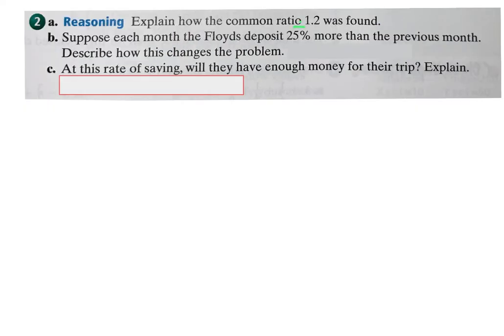Let's talk through B. Suppose they deposit 25%. What would change? What in your formula would change specifically? The 1.2. The R would change to 1.25. So then calculate what their savings would be at the end of 6 months.